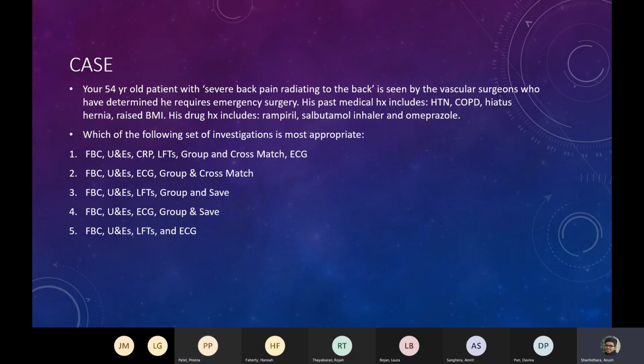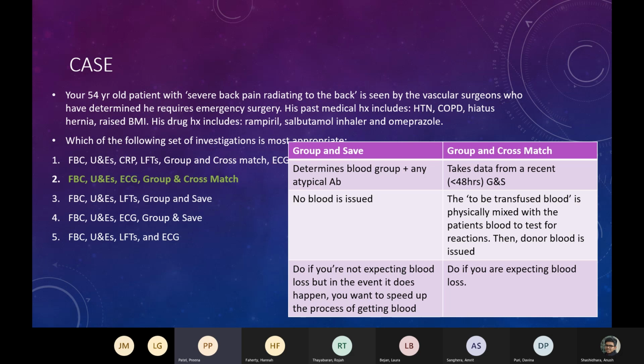So there's a bit of a split. Most of the people have gone for the first two, more for the second. Okay, fine. So let's look at the answer and then we'll go back to the first question. The answer is number 2. I can see why some of you have gone for number 1, and the only reason I've put it there is because it's really easy to just think everyone gets FBC, U&E, CRP, LFT, but nothing here suggests that he's got an infection, and nothing here suggests that anything's actually wrong with his liver.